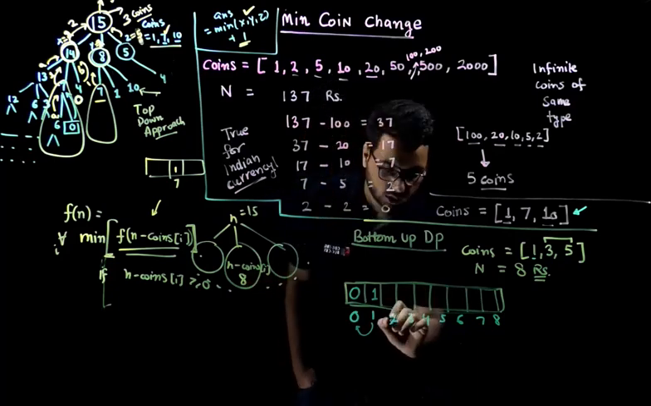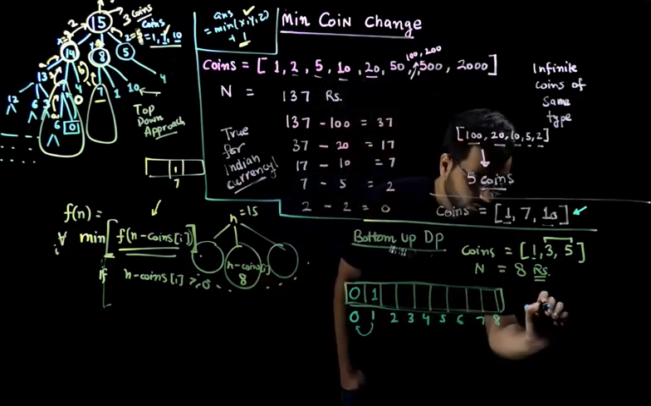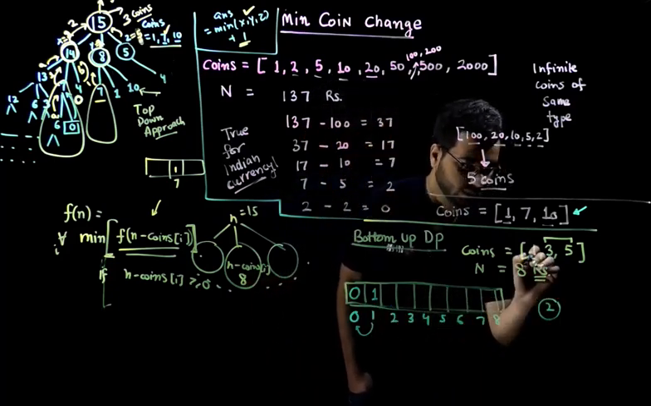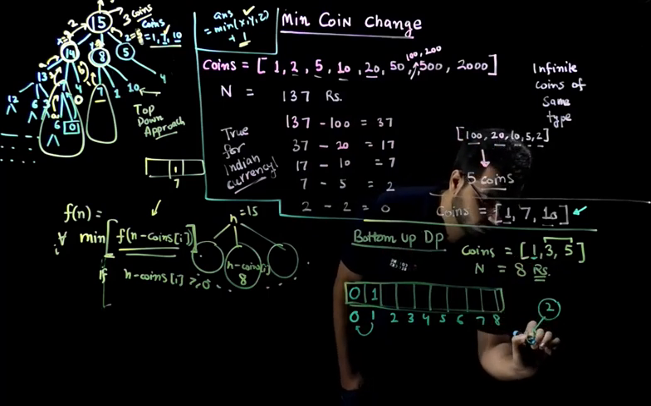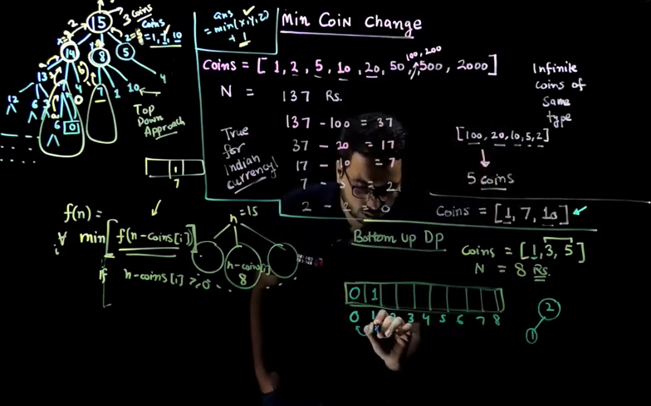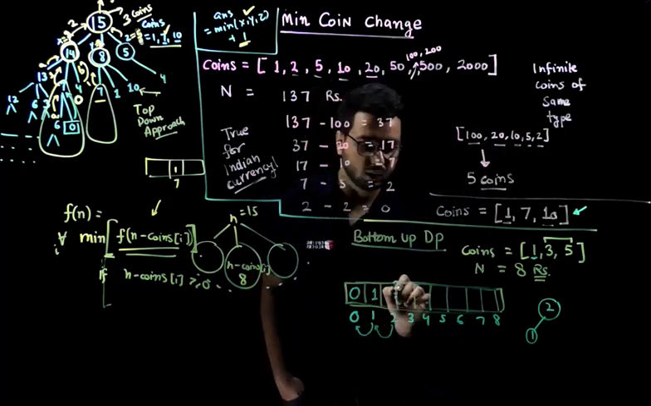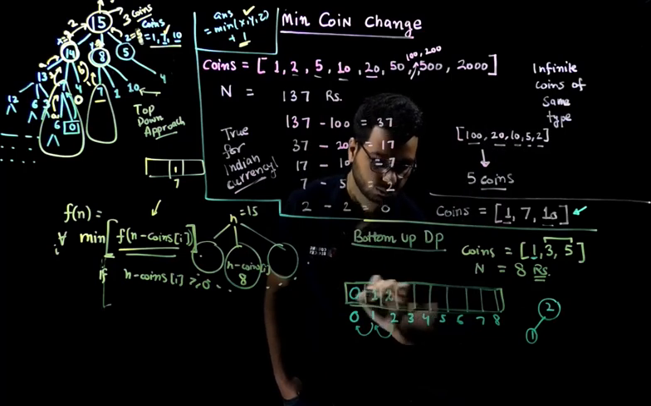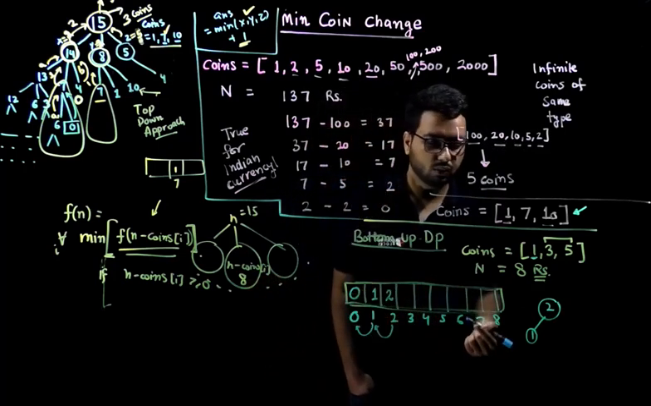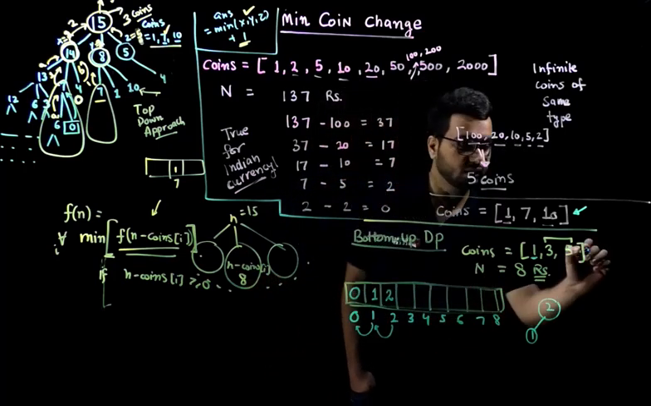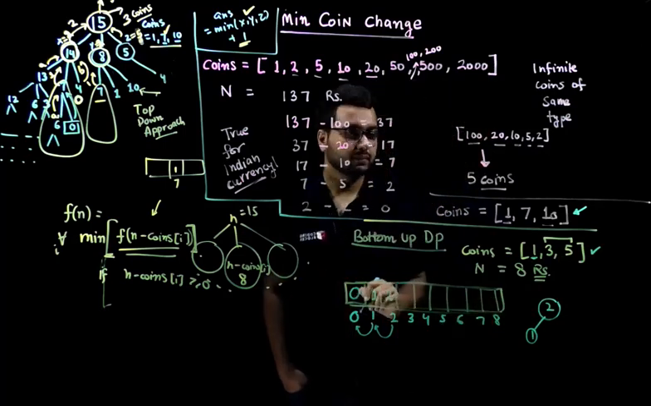Okay. What about 2? If I want from state 2, I can pick a 1 rupee coin to end up in state 1. So for 2, I will make a call on 1, and this is now computed as 1. So minimum is 1 plus 1, it is going to be 2. So you need 2 coins to make a change for 2 rupees, given these are the coins.